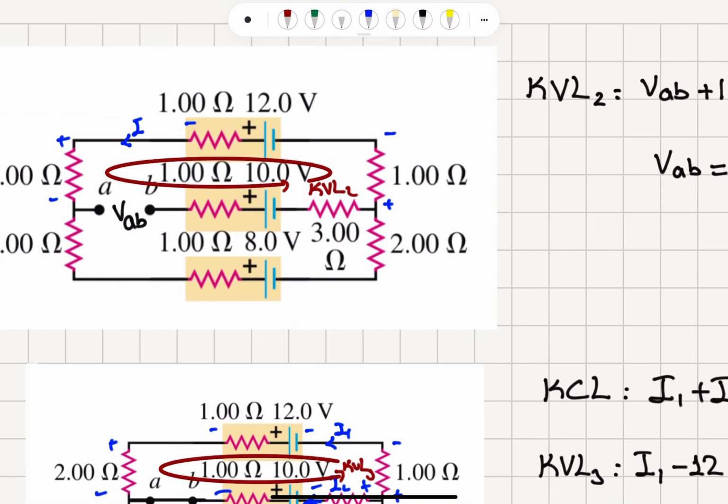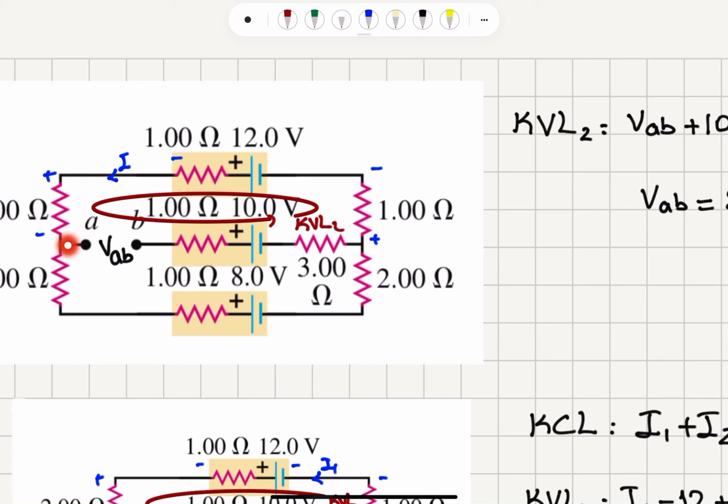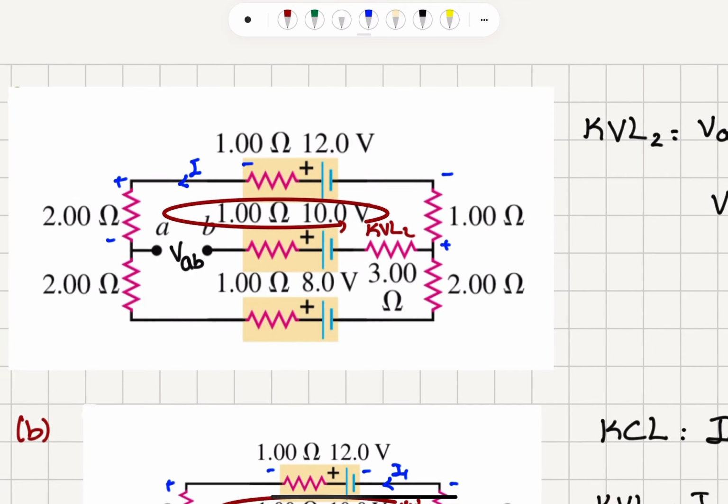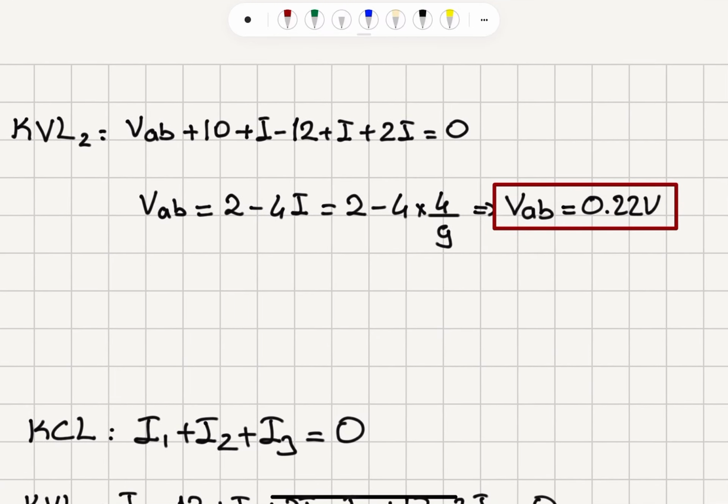Once I know the current, then I can use this loop, noting that there is no current on this branch. Only voltage drops will occur on the 10 volt voltage source. So now I have, starting here, voltage of A with respect to B, VAB, no voltage drop here, plus 10, no voltage drop here, plus I, minus 12, plus I, and plus 2I. So that gives me the voltage of A with respect to B, that is 0.22 volts.